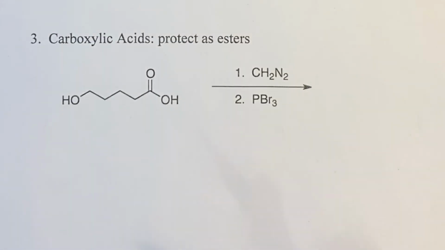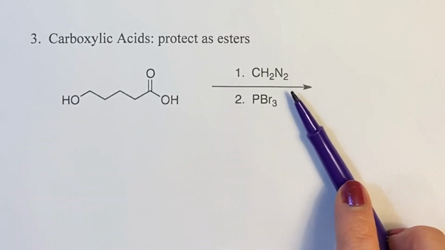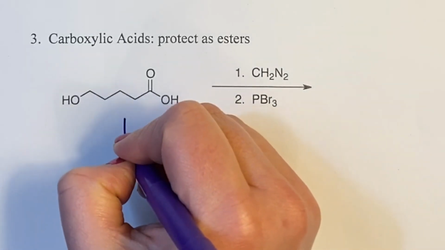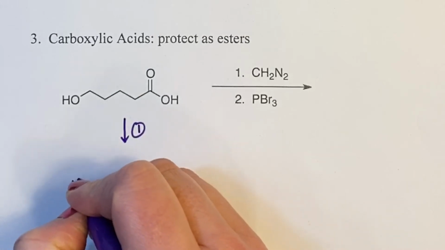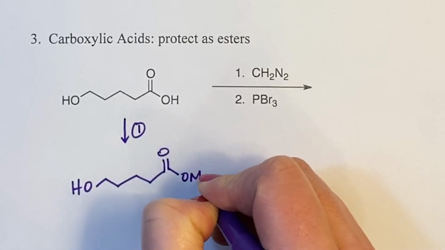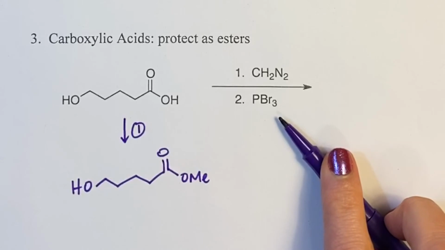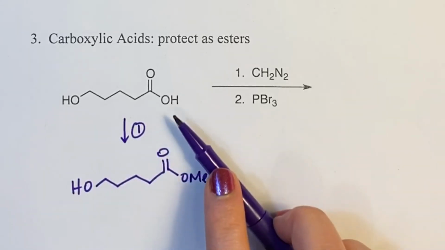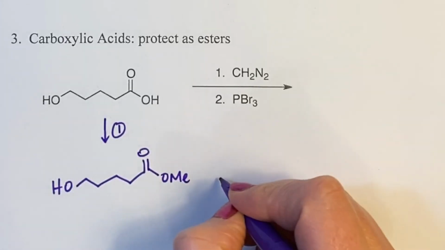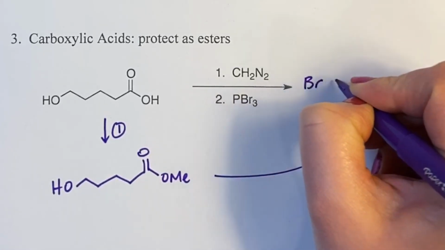So if I need to protect a carboxylic acid, I can protect a carboxylic acid as an ester. So I might use diazomethane as a very mild reagent in order to make that methyl ester. So that in step 1, I'm going to convert my carboxylic acid to the methyl ester. And then in step 2, when I use PBr3, I'll get a selective reaction of the alcohol. I won't have any risk of converting the carboxylic acid to an acid bromide. So in step 2 then, I'll make this product.